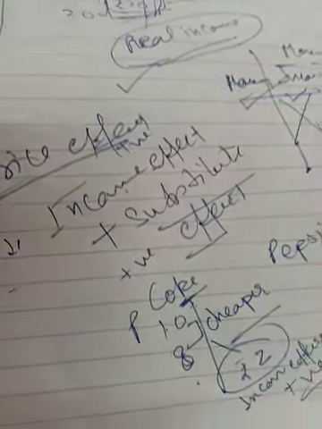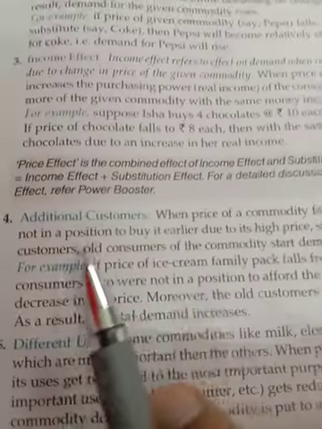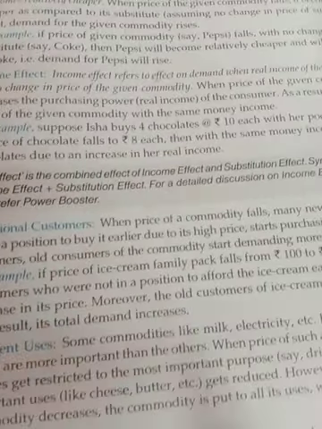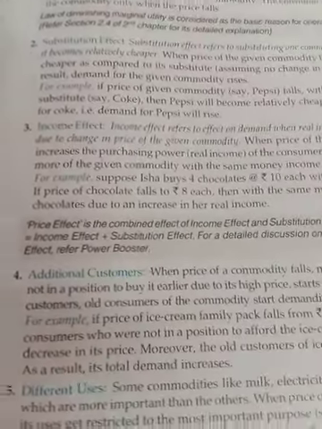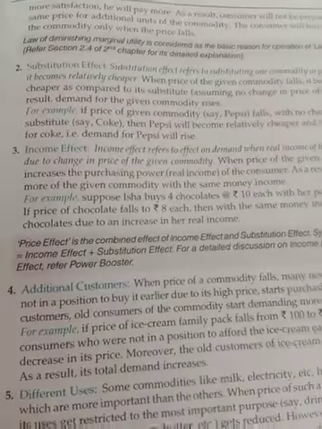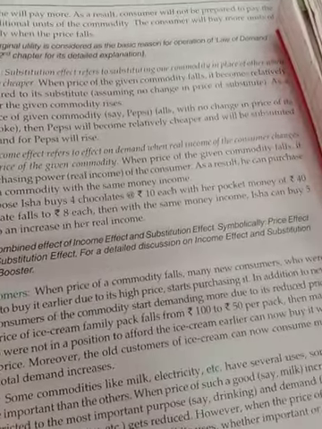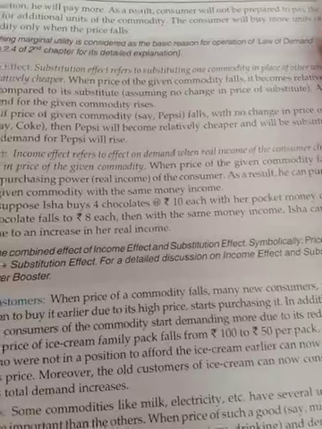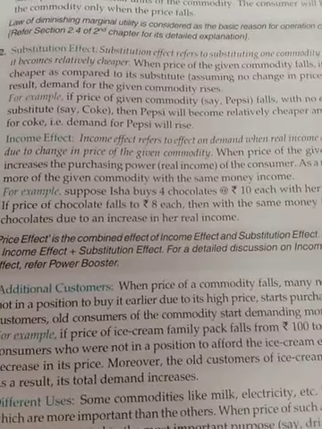Now the next point is additional customers. So when the price of a commodity falls, then other consumers start to buy the product because it has become cheaper. So the people start to buy that product which is having a lower price comparatively to others.